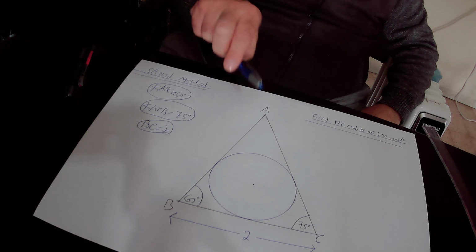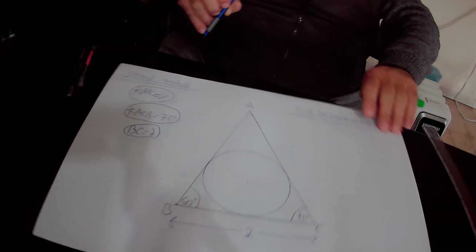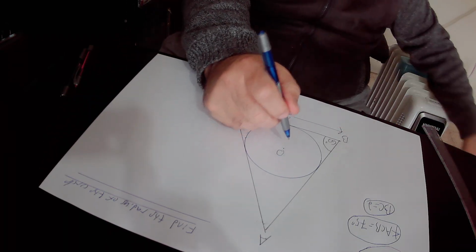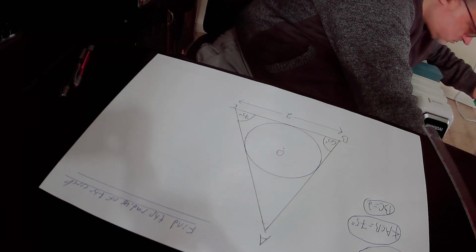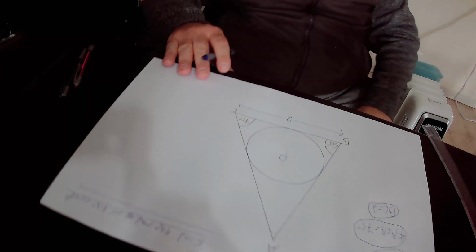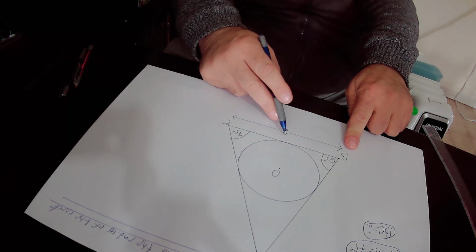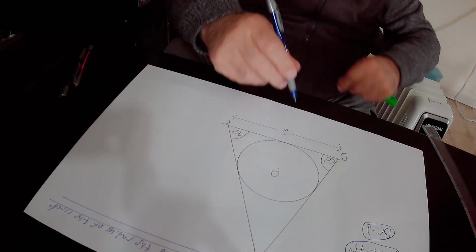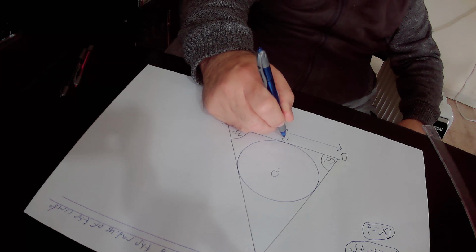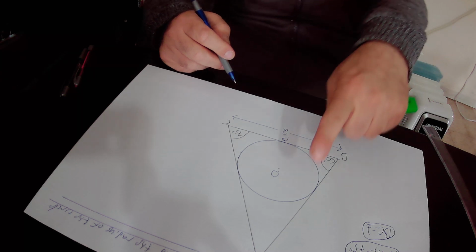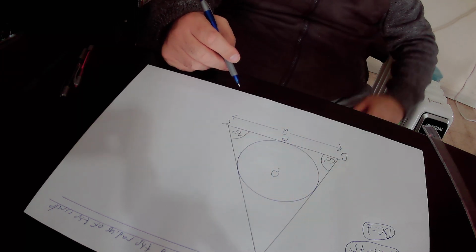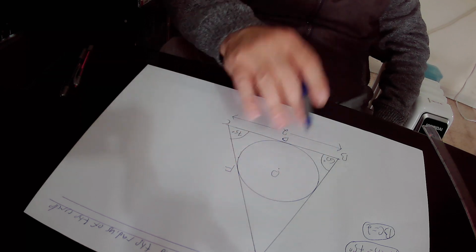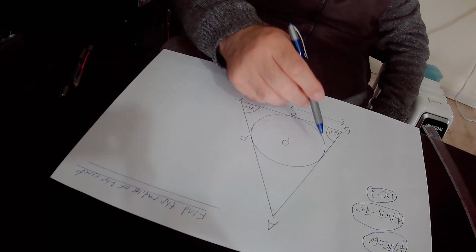In the second method, we define the center of this circle, this point, as O. We define the point of tangency of tangent BC with this circle as point D. We define the point of tangency of tangent AC with this circle as point F. And we define the point of tangency of tangent AB with this circle as point E.